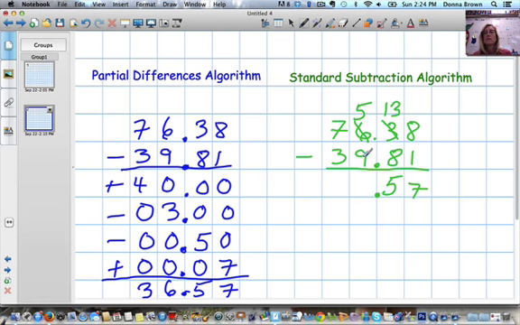And we can't subtract 9 from 5, so we're going to borrow from that 7, making it a 6, and we're going to make this 15 now. 15 minus 9 is 6, and 6 minus 3 is 3. So this would be the same answer again using the standard algorithm.